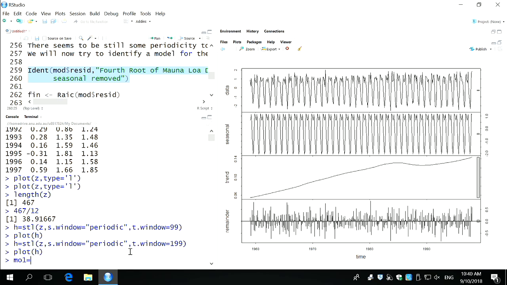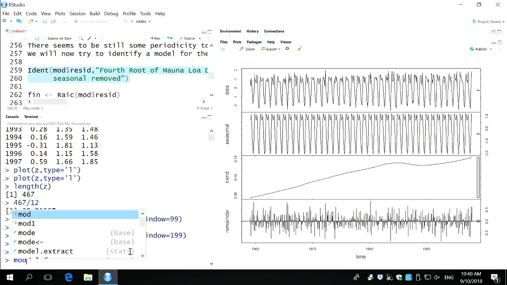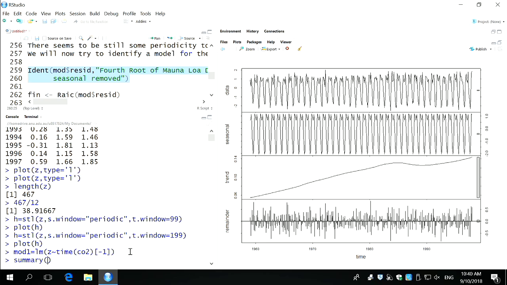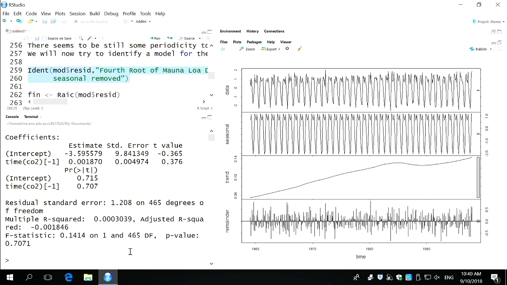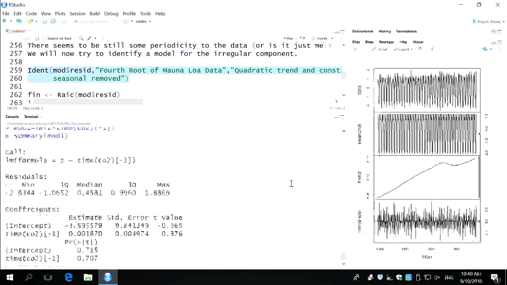So mod 1 equals Lm Z tilde time CO2. We're going to have to remove the first element. Okay, removing the first element because the differences have one fewer. Okay, mod 1, a summary of mod 1. Okay, you can see it's really these windows. Let's make it bigger. So I fit a linear trend.